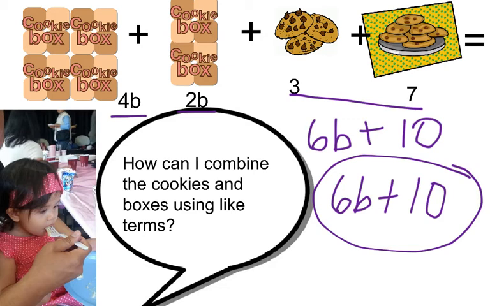A common mistake is students will add 6b and 10, so watch out for that. And it is okay to leave it the way it is. Leave it as 6b plus 10 because we cannot solve for b in this case. Now if I knew how many cookies were in each box, then I could solve the equation.